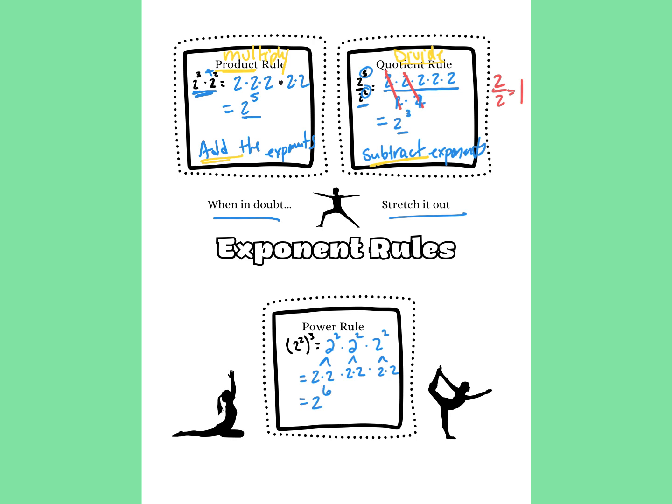And again, we want to look for a shortcut. How do I go from where I started to where I ended up? And we might notice that if I take 2 times 3, we get 6. So on this one, we're going to multiply the exponents.